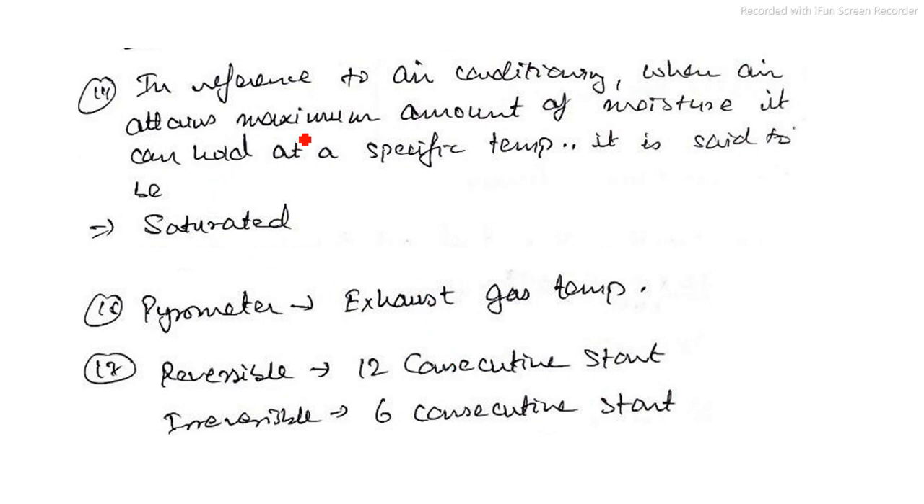Next, in reference to air conditioning, when air attains the maximum amount of moisture it can hold at a specific temperature, it is said to be saturated, which means after this saturation point, the air can hold no moisture. Next, the pyrometer is used to measure the exhaust gas temperature.